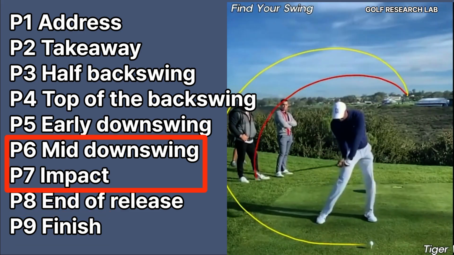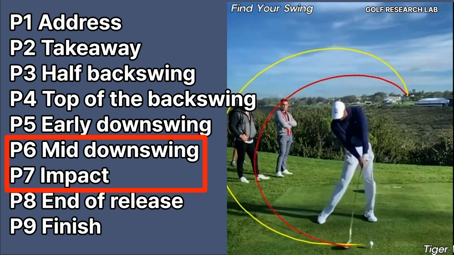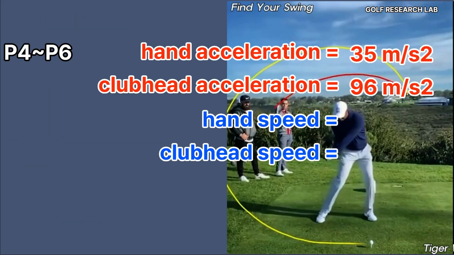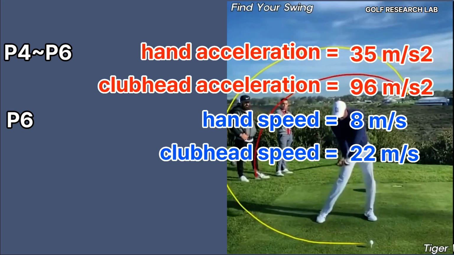P9 finish. In today's analysis, we will focus specifically on the segment from P6 shaft parallel during downswing to P7 impact, examining the speed and kinetic energy of the hands and the club head. At P4, the top of the backswing, the speed and kinetic energy of both the hands and the club head are zero. As the downswing begins, the hands accelerate at 35 meters per second, and the club head at 96 meters per second. By the time we reach P6, where lag is fully maintained, hand speed is 8 meters per second, club head speed 22 meters per second.